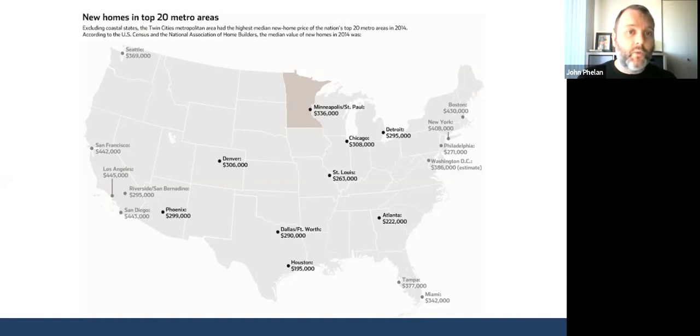And so that's one of the things that we see here, and this is one of the big problems that we have in Minnesota as a public policy issue: the shortage of affordable housing. And I think this makes it very clear.